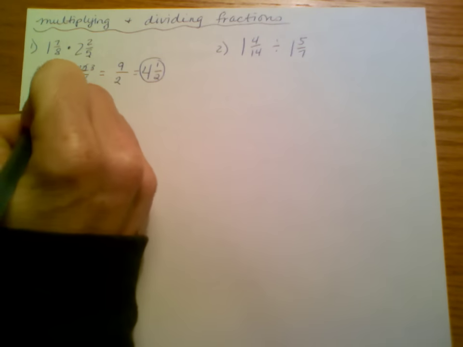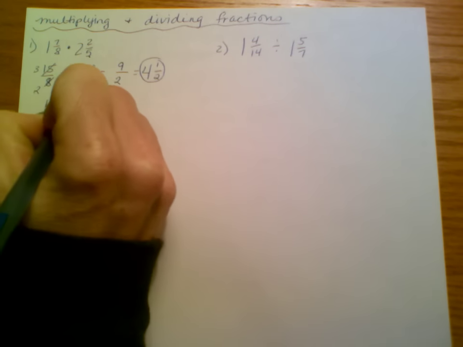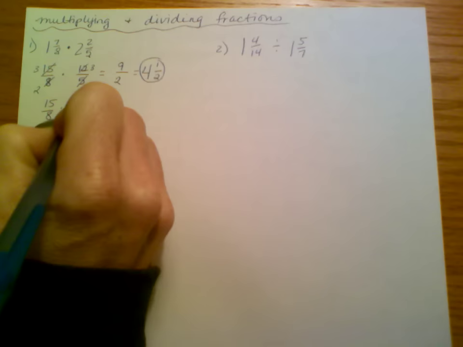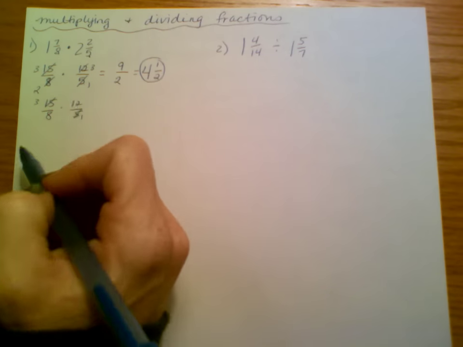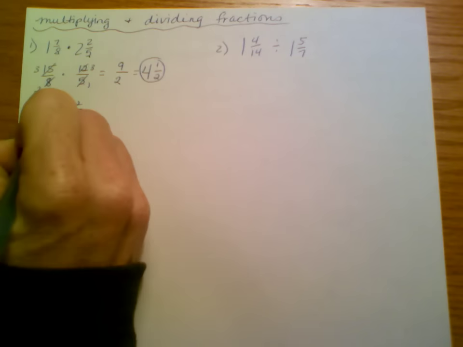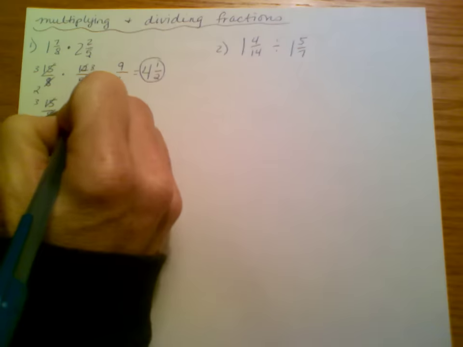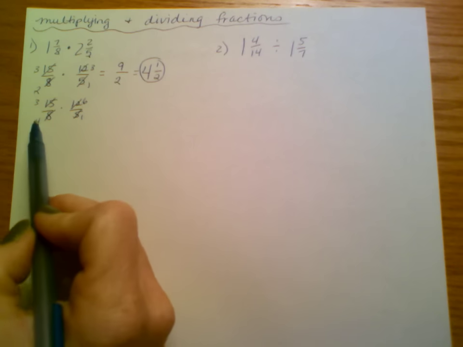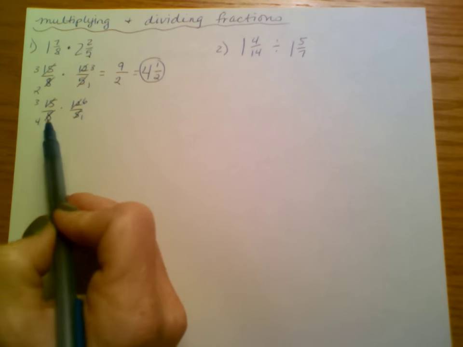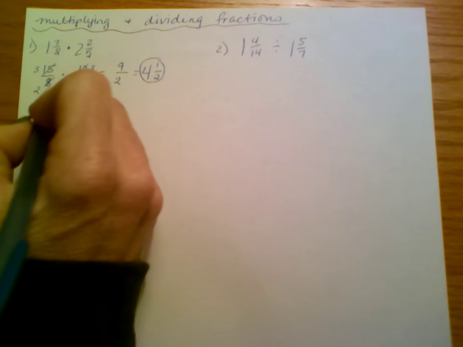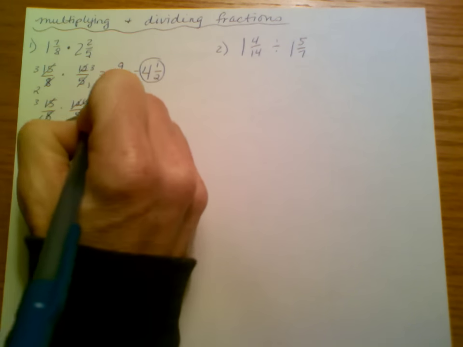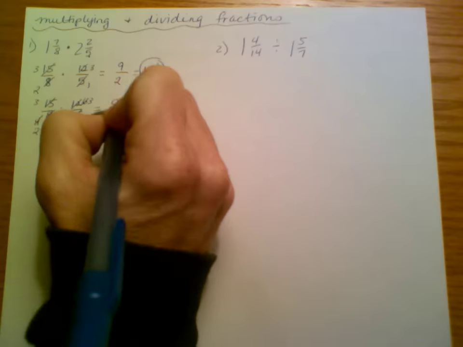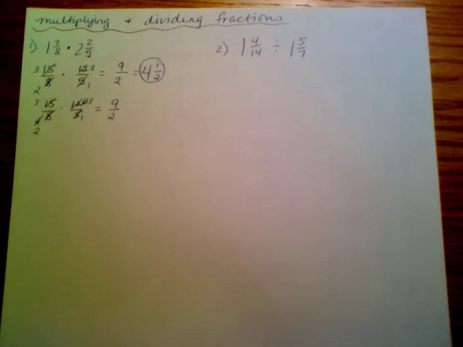Going back to this 15 eighths and 12 fifths, let's say that you did not see that 4 goes into both, but you saw that 2 goes into both. 2 goes into here 4 times, 2 goes into here 6. Just keep looking, because I now see that 4 and 6, 2 goes into both, 2 goes into here twice, 2 goes into here 3 times. I multiply across, and now I get 9 halves again.